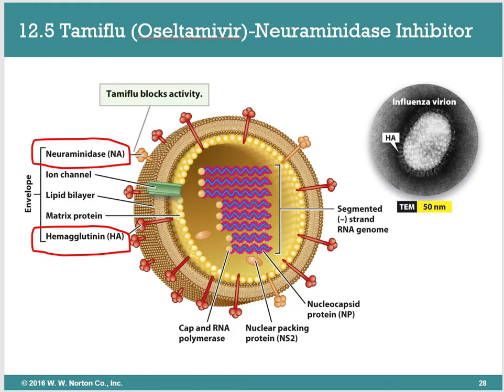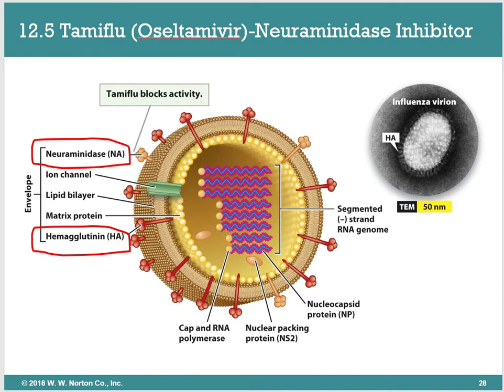But there are 2 specific enzymes that I want you to know about whenever it comes to the flu. So I want you to know about this NA and this HA. Specifically with Tamiflu, Tamiflu is probably the most popular drug for the flu infection. But what Tamiflu does is that it actually blocks the activity of NA.